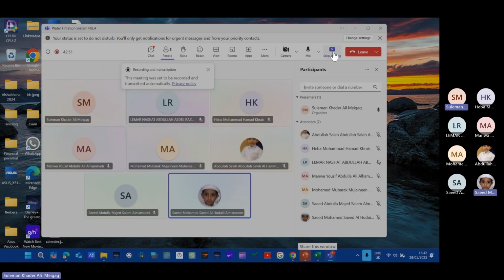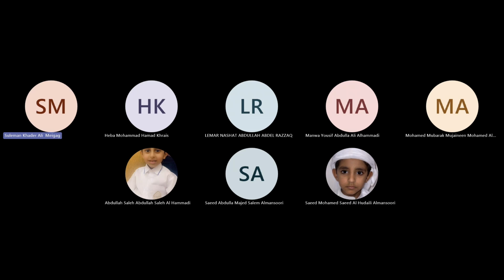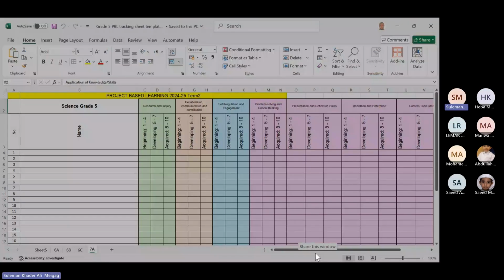If I show you how I give you the mark for the project. Okay, I show you one more time how I give you a mark for the project. This is Excel. I make this Excel. Here grade 5 science. Here is the name. Here number 1, 2, 3, 4, 5. 20 students.